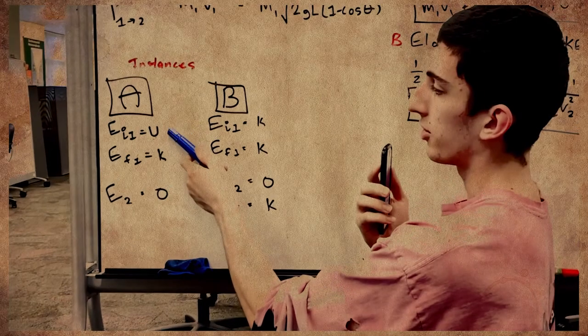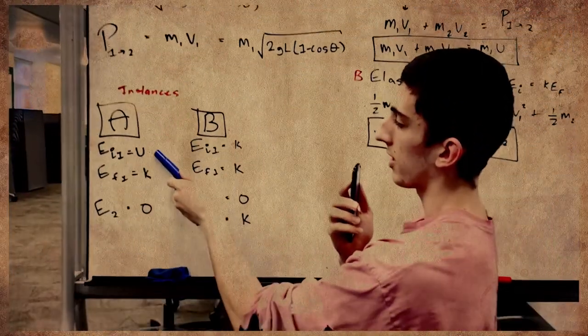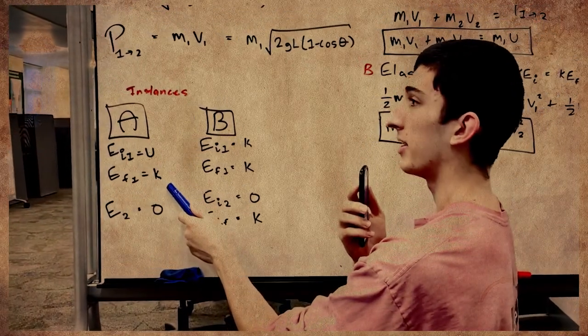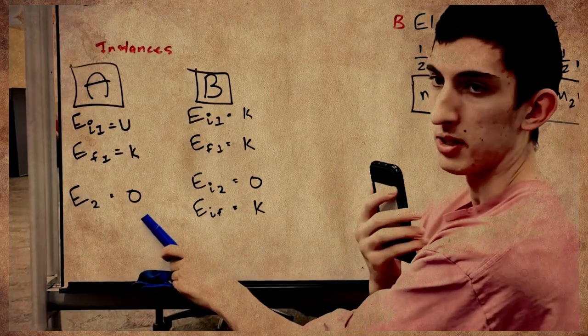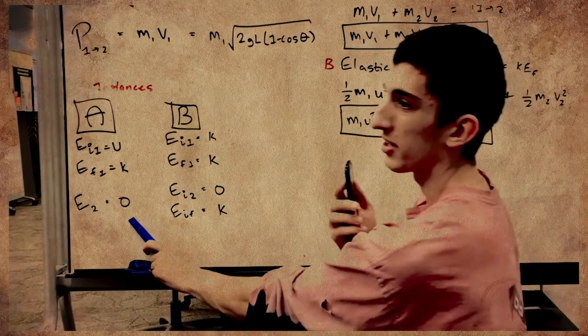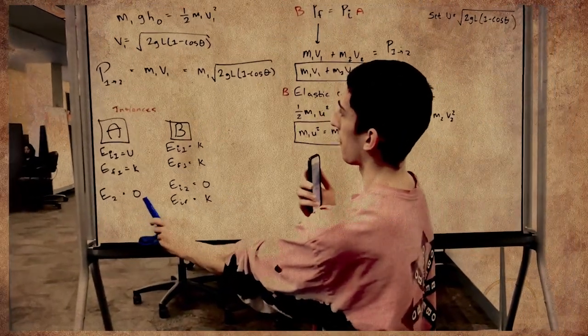So the initial energy of ball 1 is all potential because it's hanging from the string. And right before it hits the ball, it's all been converted to kinetic energy. The energy of ball 2 is just 0 the whole time because its net force is 0. So therefore, its energy is 0.